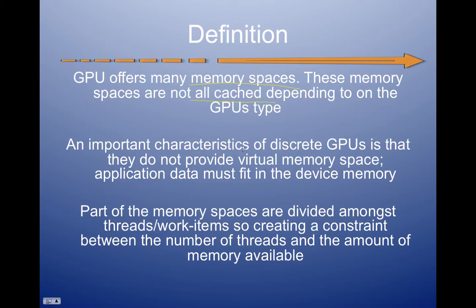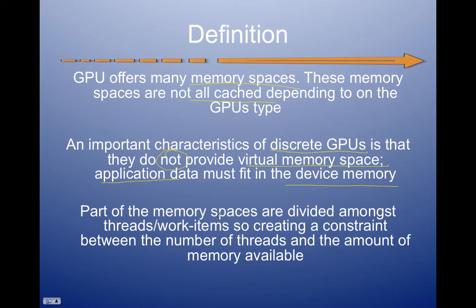One important characteristic of discrete GPUs, that is the ones attached through a PCI Express bus, is they do not provide virtual memory space. So the application data must fit in the device memory. That can sometimes be an issue because, for instance, you have programmed your code for a GPU with 8 gigabytes and then you try to run it on a GPU with 4 gigabytes and it won't run. So that's an issue when you develop the code.